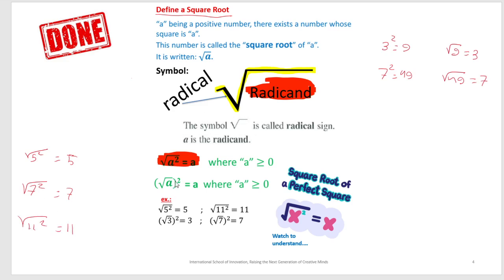And we took also that radical a, all of it squared, is equal to a. Radical 5, all of it squared, equals 5. Radical 7, all of it squared, is equal to 7, and radical 11, all of it squared, is equal to 11. Radical 100, all of it squared, will be 100. So radical a, all of it squared, is equal to a, as in those examples.